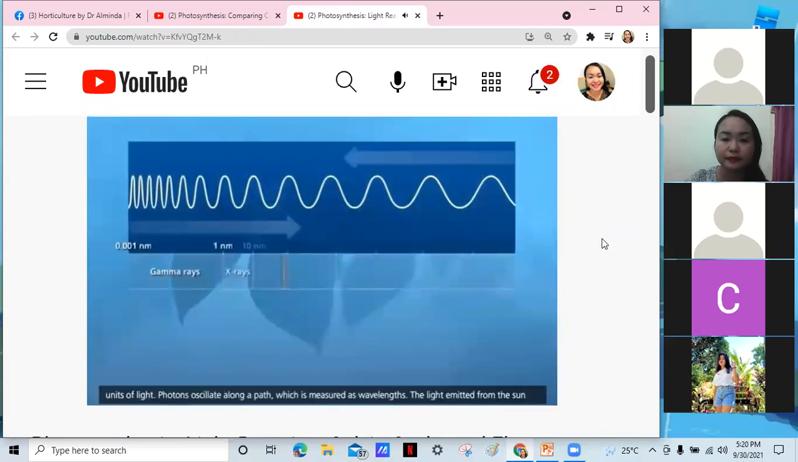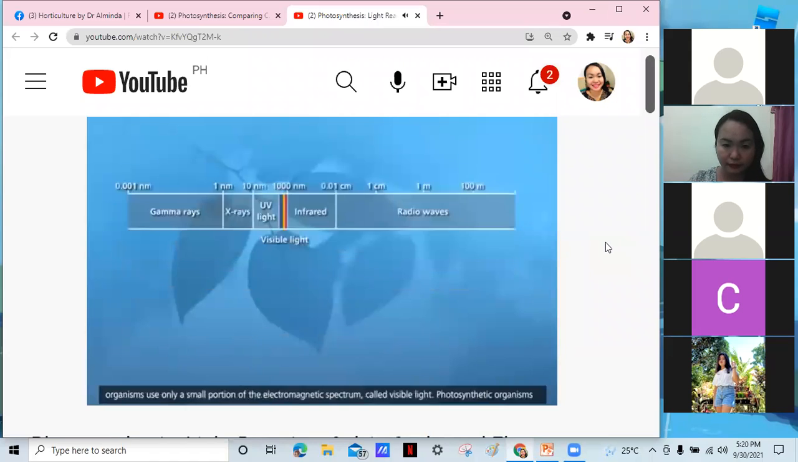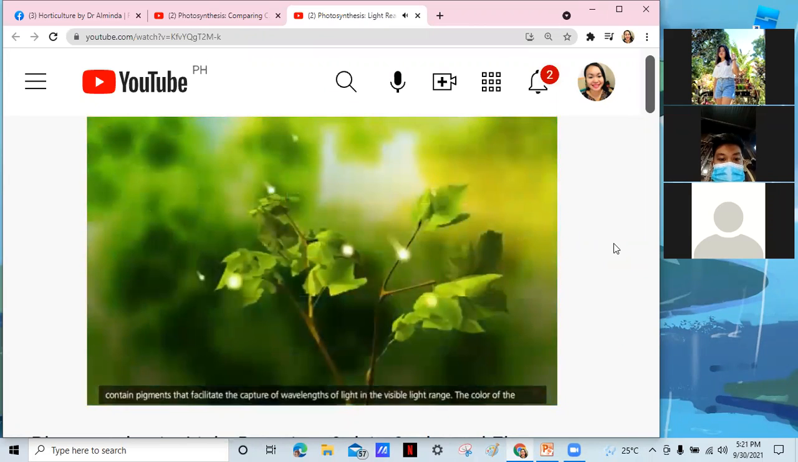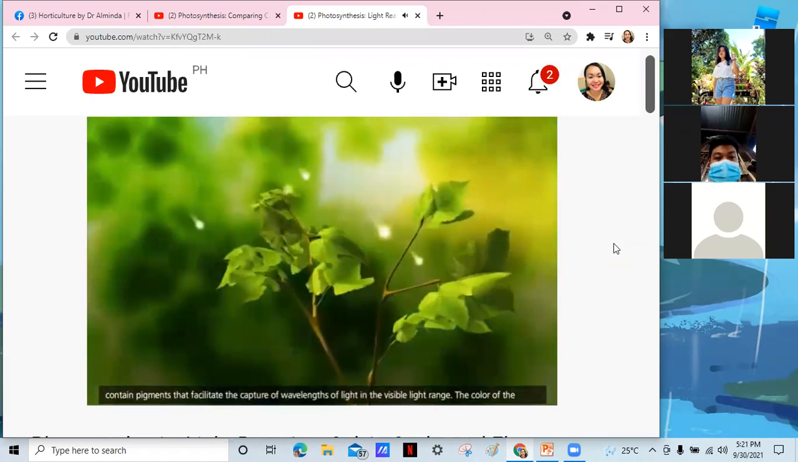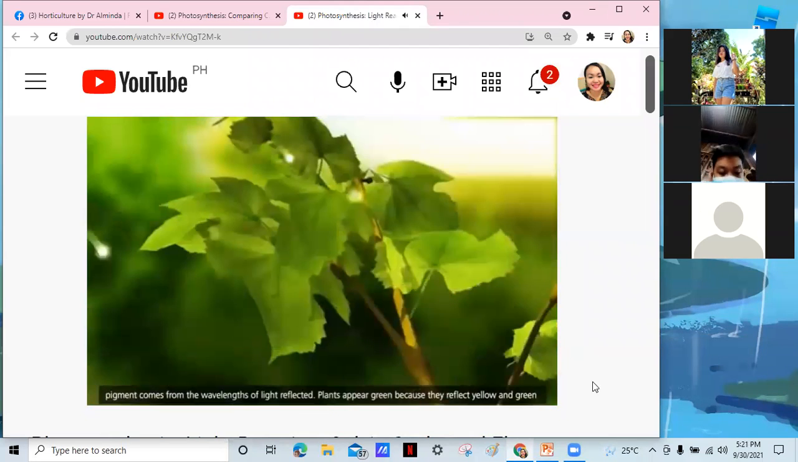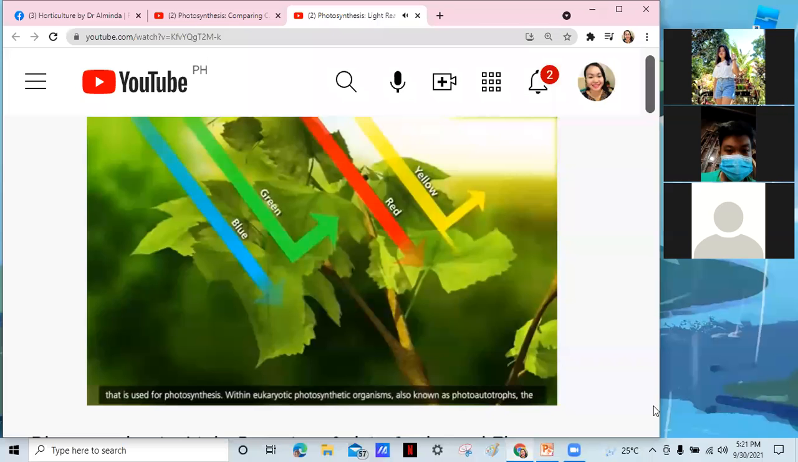The light emitted from the sun contains photons in a wide spectrum of wavelengths, called the electromagnetic spectrum. Photosynthetic organisms use only a small portion of the electromagnetic spectrum, called visible light. Photosynthetic organisms contain pigments that facilitate the capture of wavelengths of light in the visible light range. The color of the pigment comes from the wavelengths of light reflected. Plants appear green because they reflect yellow and green wavelengths of light. Red and blue wavelengths of light are absorbed by these pigments and provide the energy that is used for photosynthesis.